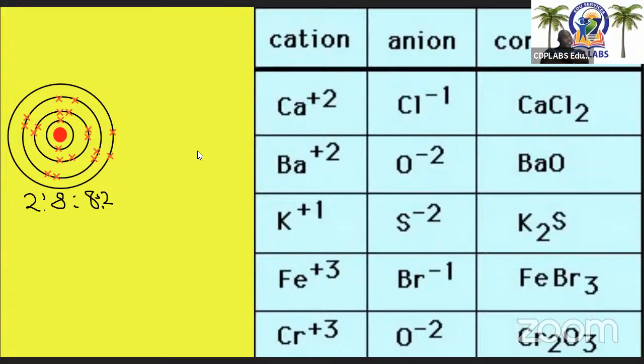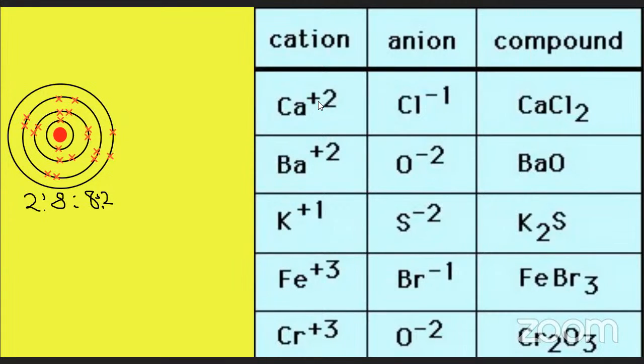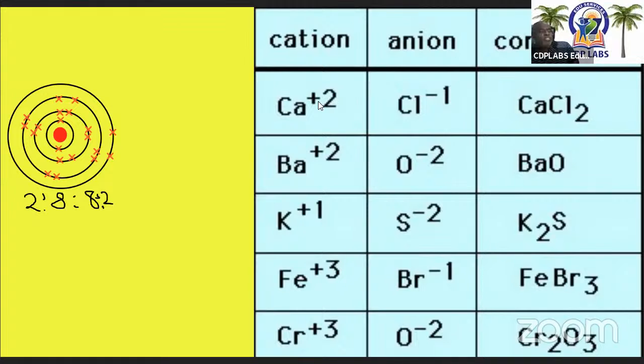Calcium has 2 electrons to give away for it to become stable. When it gives away 2, it becomes a positive 2. Make sense? When they give away 2, it becomes a positive 2 ion.